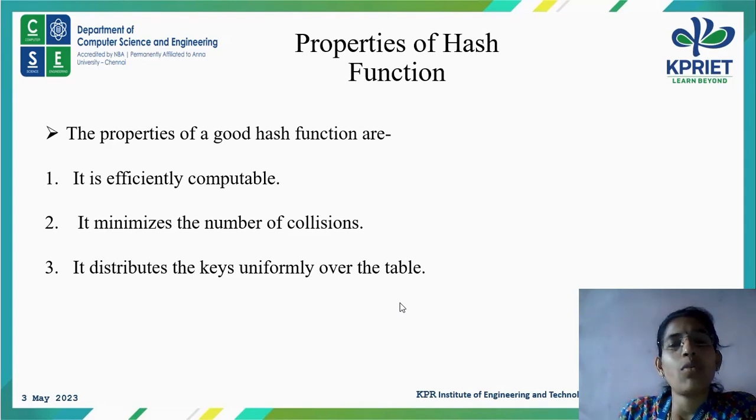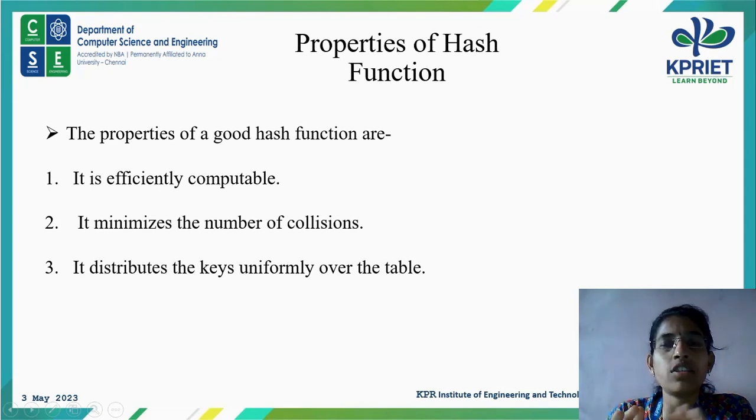Next we see what properties we want to maintain in a hash function. It minimizes the number of collisions. This is a very important property. When using the hash function, it must reduce the collision occurrence. The second one is that the hash values must be distributed uniformly. It distributes the keys uniformly over the table, not in a particular range. If my table size is 0 to 100, my key values range from 0 to 100, not just 0 to 50 or 20 to 50, not only mid values. It takes all the values.